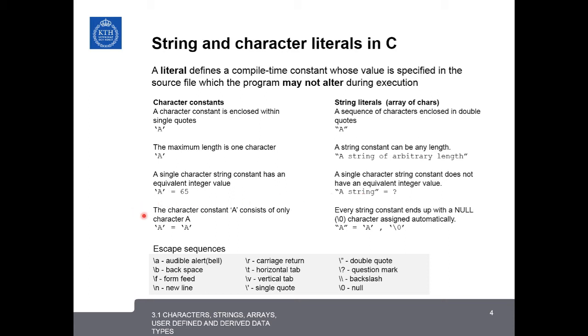A character constant consists only of that character. So the character 'A' consists only of the character A in single quotes. In contrast, a string always assigns a null character, even if it's just one letter. So if you just have the character A, but you define it as a string with double quotes, then the null character will be assigned automatically to the end of the string. In any string, you always have the null character at the end, which denotes that the string has terminated.